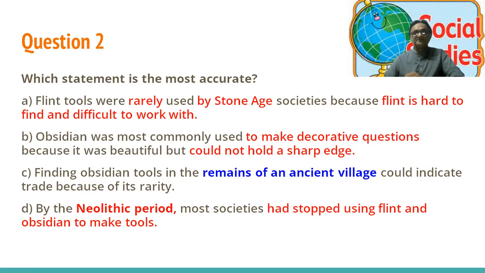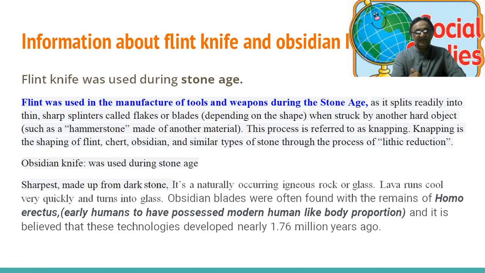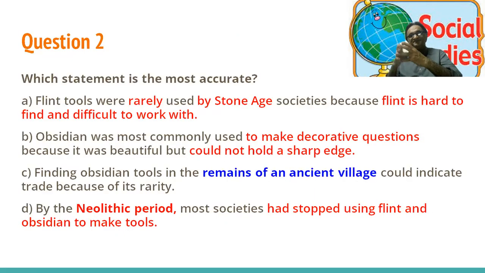The third one is: find obsidian tools in the remains of an ancient village. Now this is the phrase for which you have to find the answer. Ancient village remains, which I have mentioned, Homo erectus, the people who were living in a community or in a society, and they were modern humans like that. And what they found in these societies could indicate trade because of its rarity.